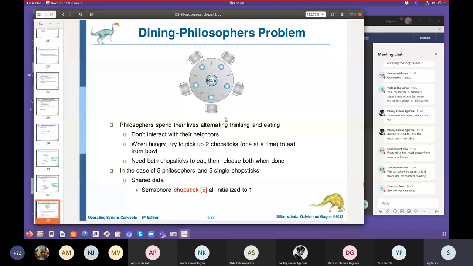By the way, we are going ahead with 5. It can be more actually, right? So basically, as many philosophers as there are, there will be that many rice bowls. So no competition there, but there are the same number of chopsticks, and therefore the competition.